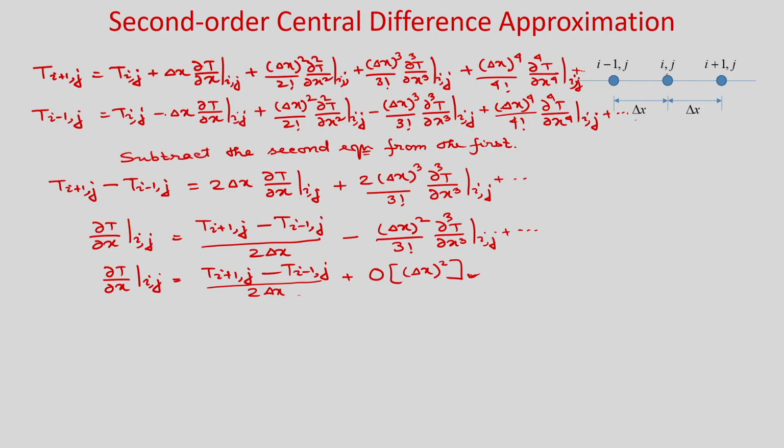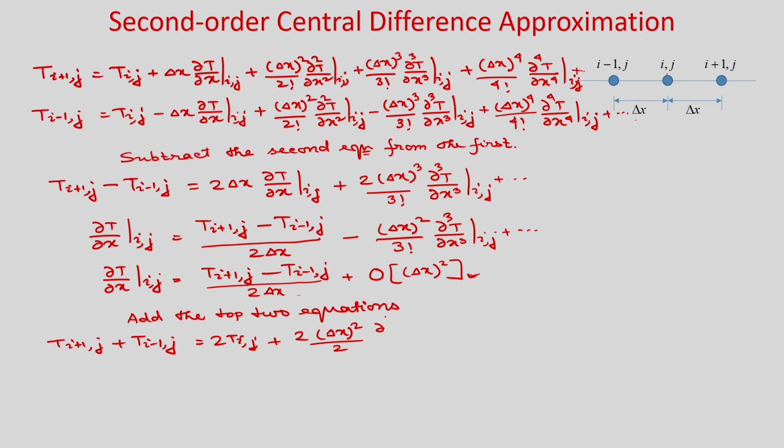Now, you add these two equations and find the second derivative of T. If you add it, you will get 2 T i j, this term will get cancelled, then you will get 2 delta x square by factorial 2, which is 2, del 2 T by del x square, then you are adding, so this will get cancelled, then you will get 2 delta x 4 by factorial 4, del 4 T by del x 4 at i j, and other higher order terms.